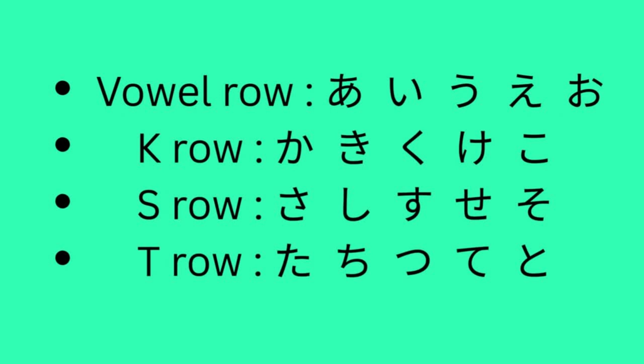We have already learned the vowel row A, I, U, E, O. Then we have done the K row Ka, Ki, Ku, Ke, Ko. Then the S row Sa, Shi, Su, Se, So. And last we did the T row Ta, Chi, Tsu, Te, To. Now let's move on to the N row.